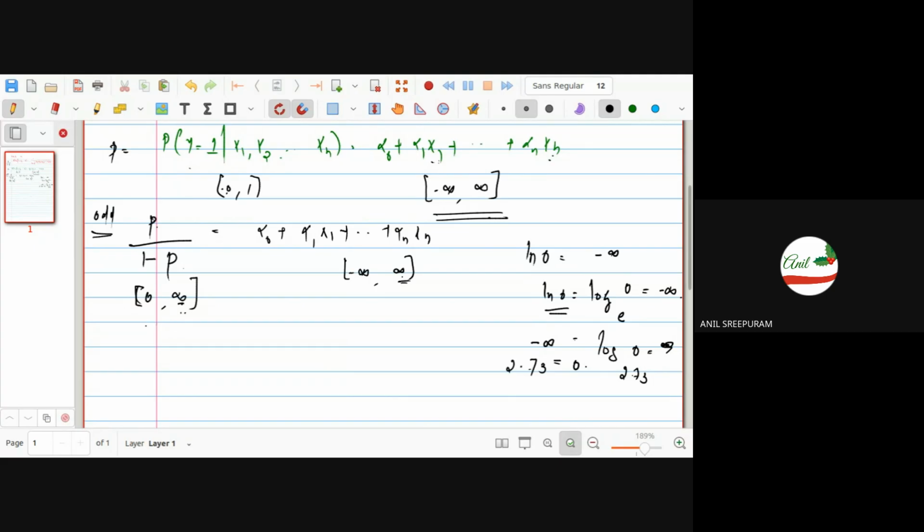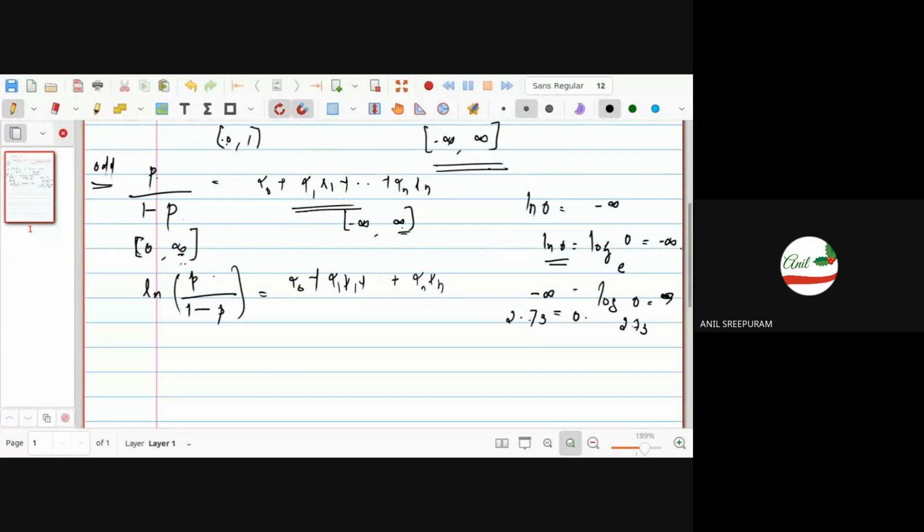Therefore, instead of taking the odd as the linear combination, you take the logarithm of the odd as the linear combination. ln of p divided by 1 minus p is taken as alpha 0 plus alpha 1 x1 plus etc. alpha n xn.